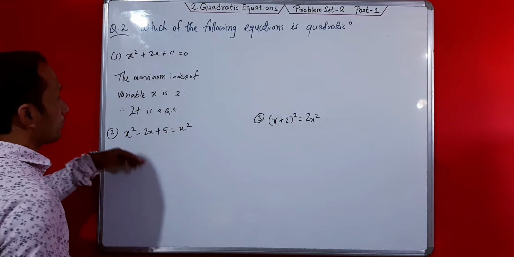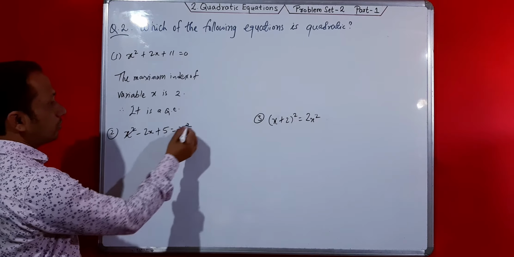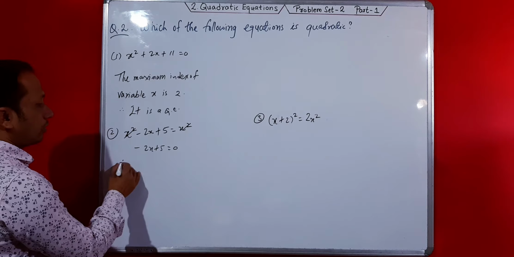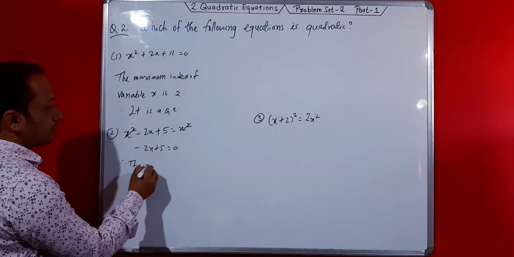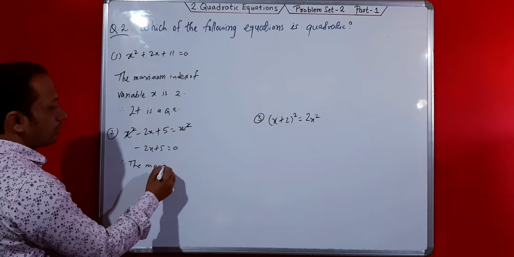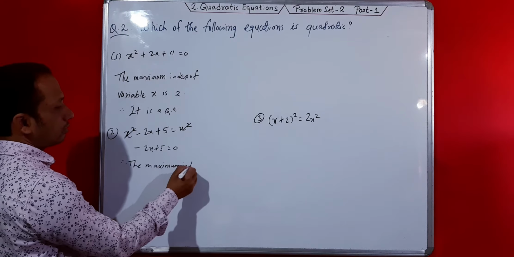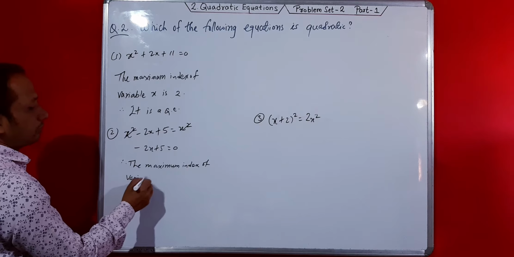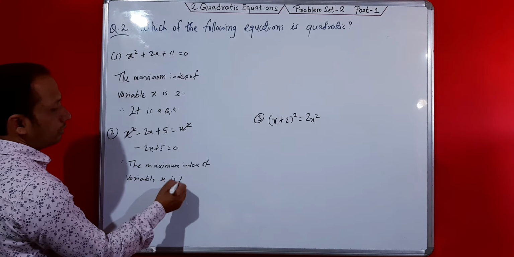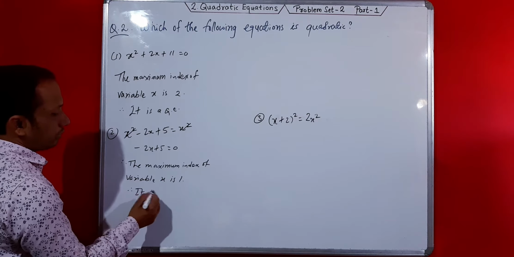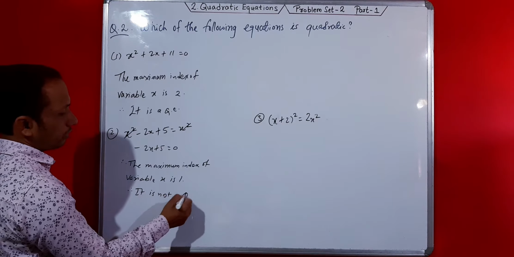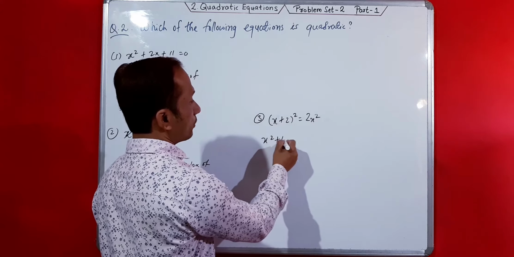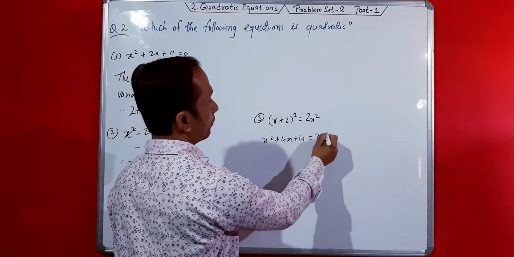Second, this cancels, so minus 2x plus 5 is equal to 0. Therefore the maximum index of variable x is 1. Therefore it is not a quadratic equation. So this is another way you can solve this. x square plus 4x plus 4 is equal to x square.